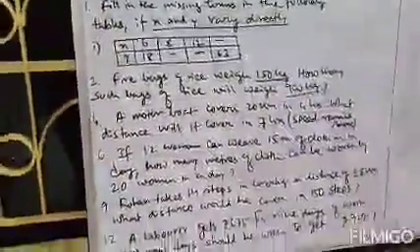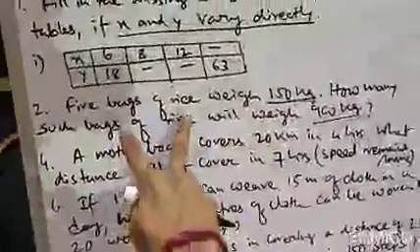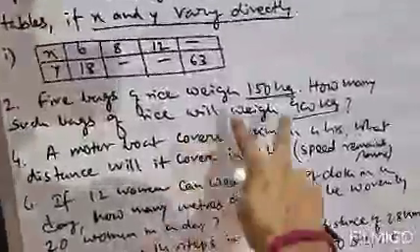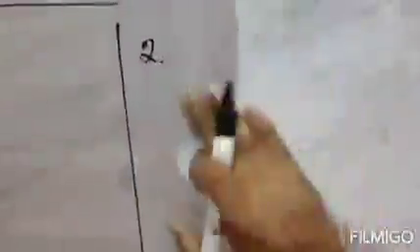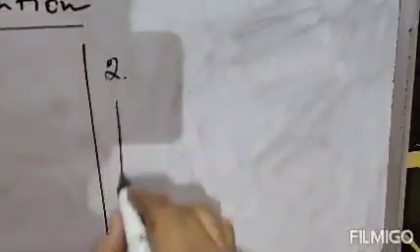So it is a case of direct variation. If both the quantities decrease or if both the quantities increase, that is your direct variation. So the question is clearly in direct variation. Now just put this data in tabular form. So there are two quantities. One quantity is your number of bags and another quantity is your weight of the bags. So just construct the table according to the data.